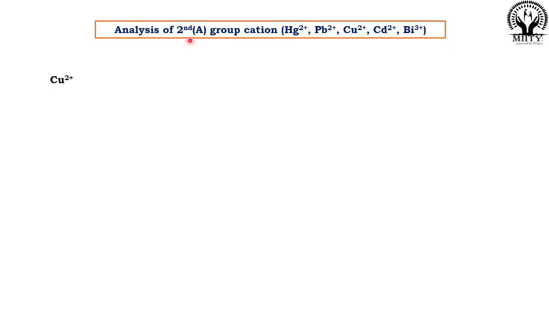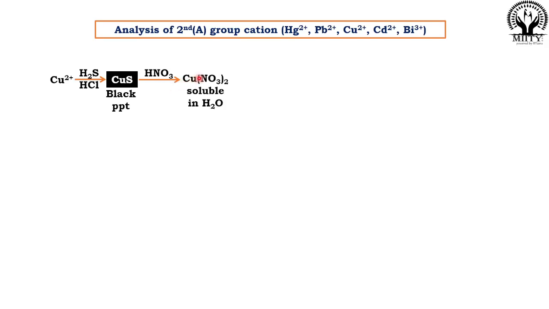Analysis of 2A group cations: mercuric, lead, cupric, cadmium, bismuth. Now we discuss the cupric ion. To the cupric salt, we add second group reagent H2S in the presence of HCl. Because of low sulfide concentration, cupric sulfide forms, which is black PPT. This is soluble in HNO3 like lead sulfide and forms copper nitrate solution.